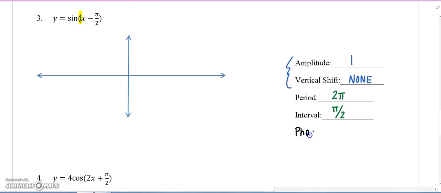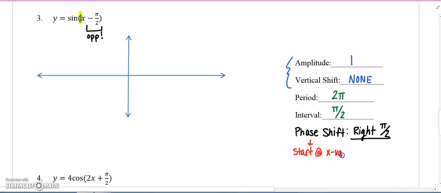Now, the one thing here that's different is there is a phase shift. Okay, and remember that phase shift is the opposite. So it's a negative pi over 2 here. That would be a positive pi over 2. So that would be to the right pi over 2. Alright, what that means, just as a side note, that's where we're going to start. That's the x value we're going to start at. So when we label our x values, the very first one we're going to label is now going to be pi over 2. It's going to make things a little bit trickier.